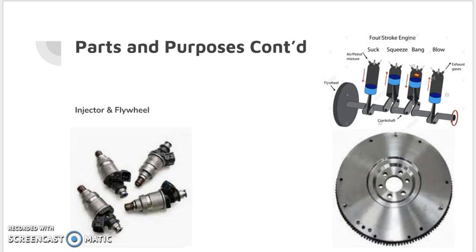Injector and flywheel. The fuel injectors spray a fine gasoline or diesel mist, depending on the engine, into the engine's intake manifold, which then delivers it to the engine for combustion with the oxygen that the engine is receiving. This mist makes for more efficient burning of the gas and combustion than if it were in some sort of droplet form. The flywheel is a device that is specifically designed to efficiently store rotational energy.